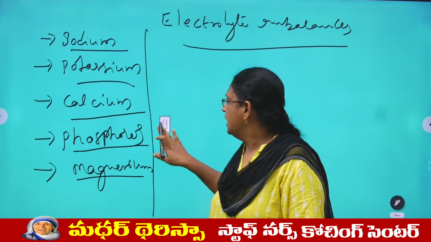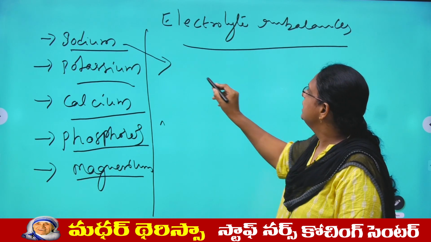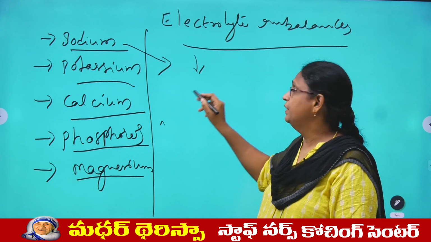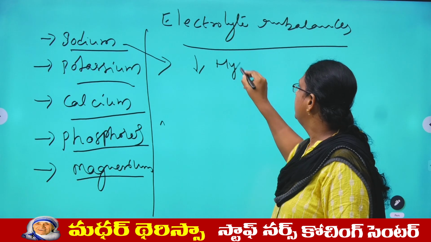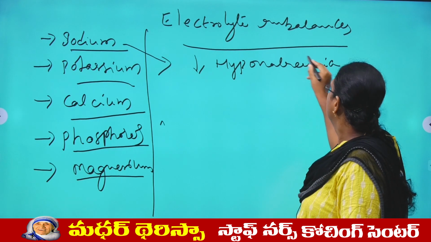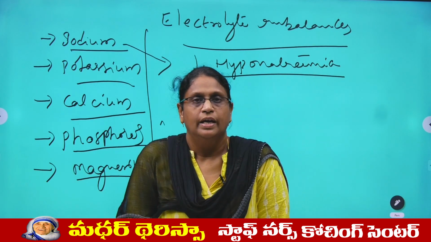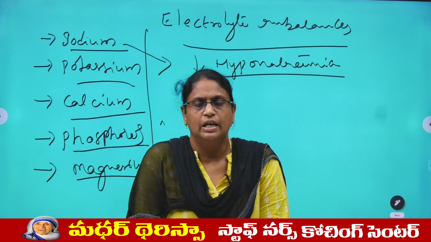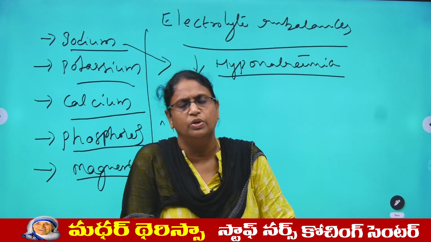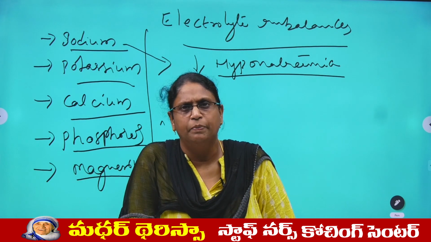Let us start today's class with the sodium level. If the serum sodium level in the circulating blood is decreased, we call it hyponatremia. Hyponatremia is today's first topic. What is hyponatremia? It is an electrolyte imbalance, the first electrolyte imbalance, sodium imbalance. If the serum sodium level is decreased in the blood circulation, it is called hyponatremia.